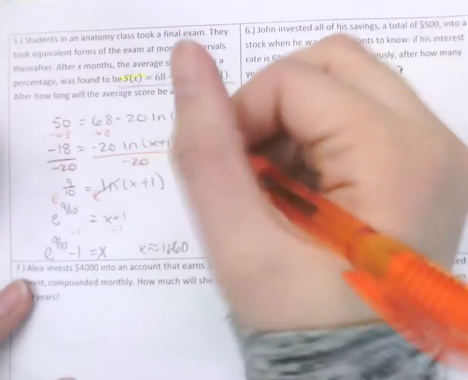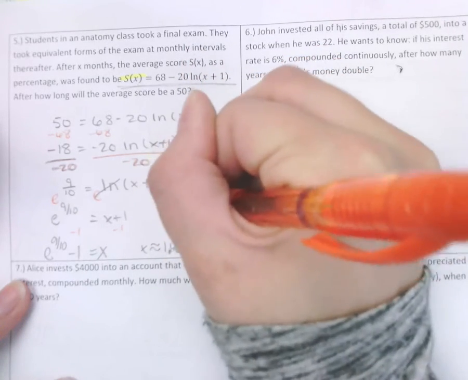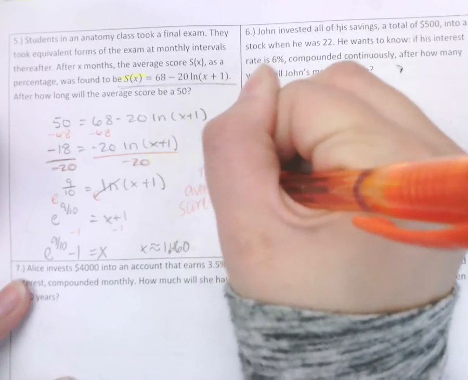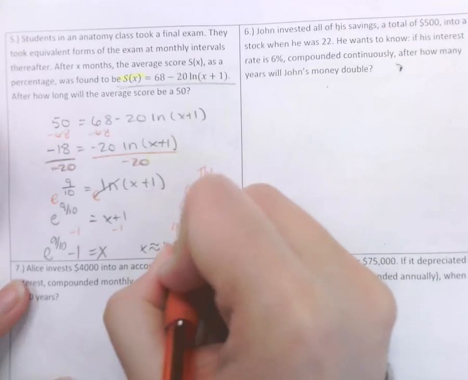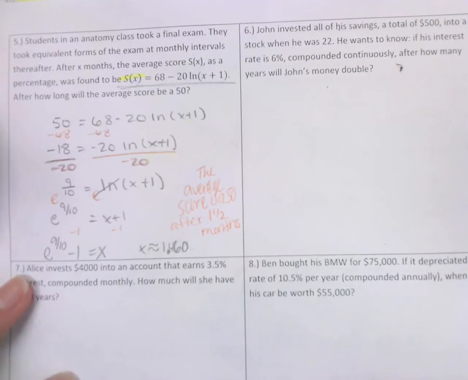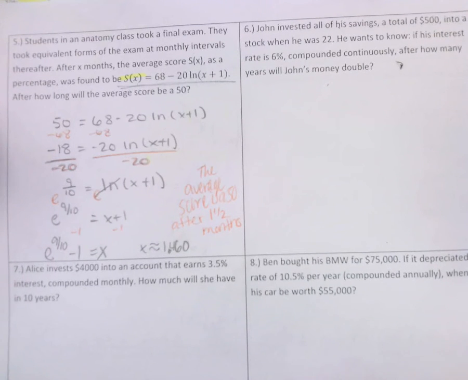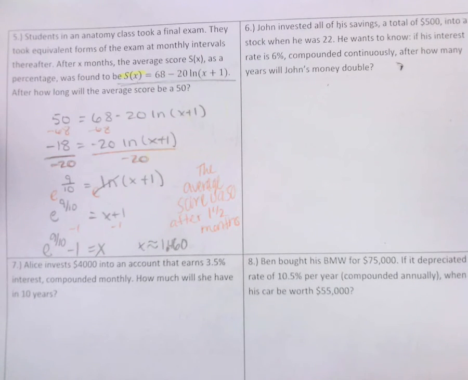So the average score is 50 after 1.5 months or so. Questions?